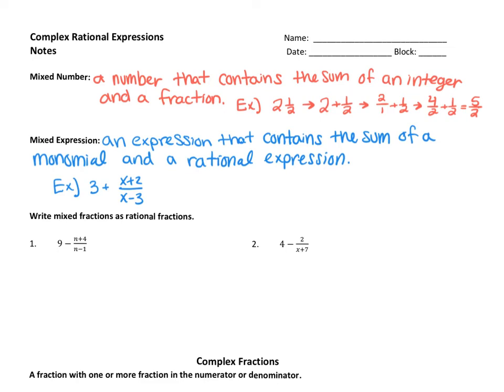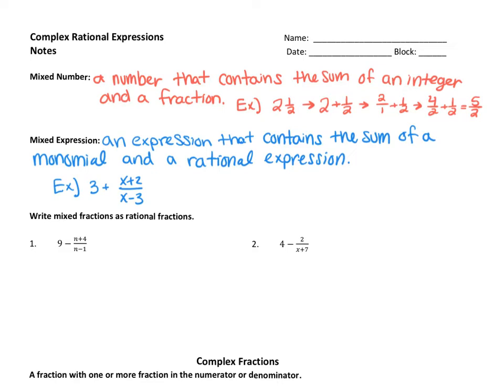In this lesson, we're going to talk about how to simplify complex rational expressions. Before we start, we need to talk about two general definitions. The first definition is of a mixed number. Now this is something that you've used before. A mixed number is a number that contains the sum of an integer and a fraction.